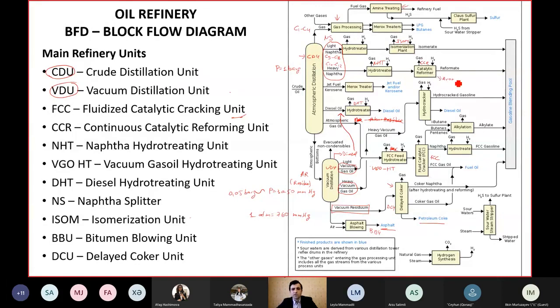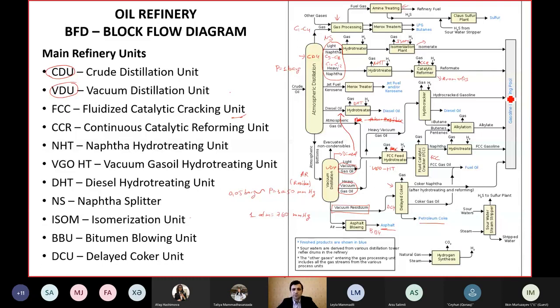Here we produce the isomerate. Why do we do that? Because the isomerate has a higher octane number than light naphtha, and reformate has a higher octane number than heavy naphtha. Then all the isomerate and reformate are sent to the gasoline blending pool.